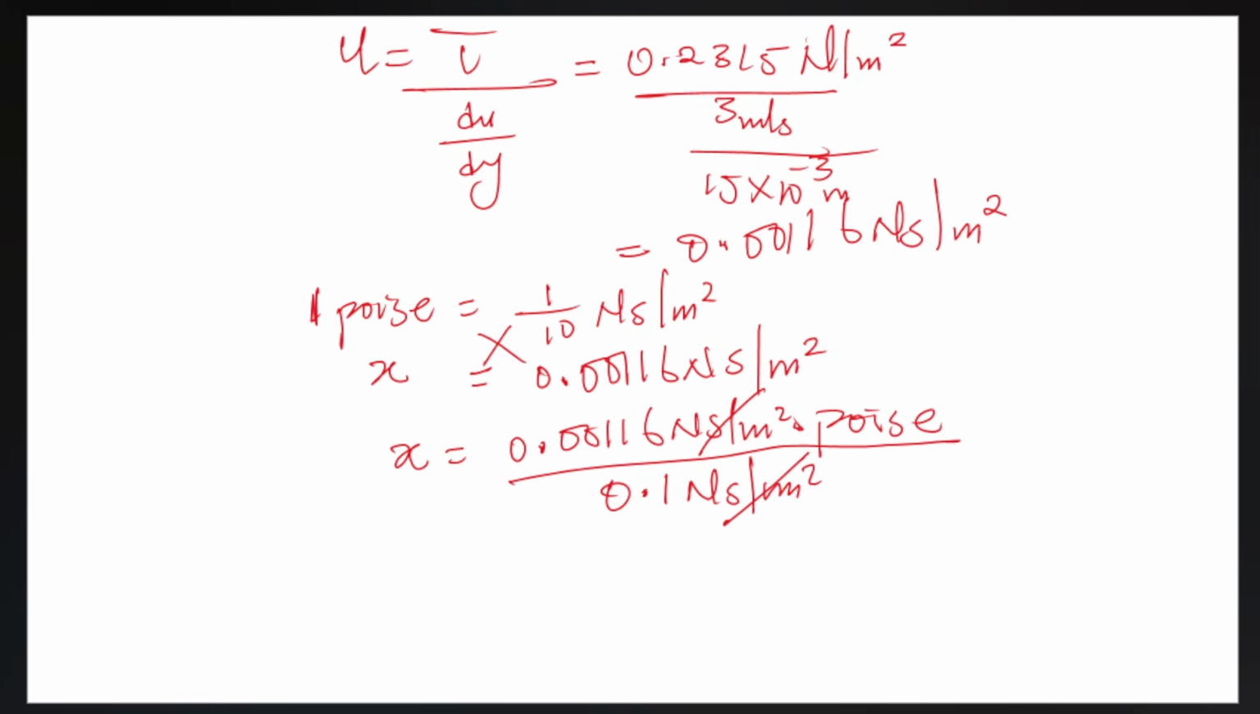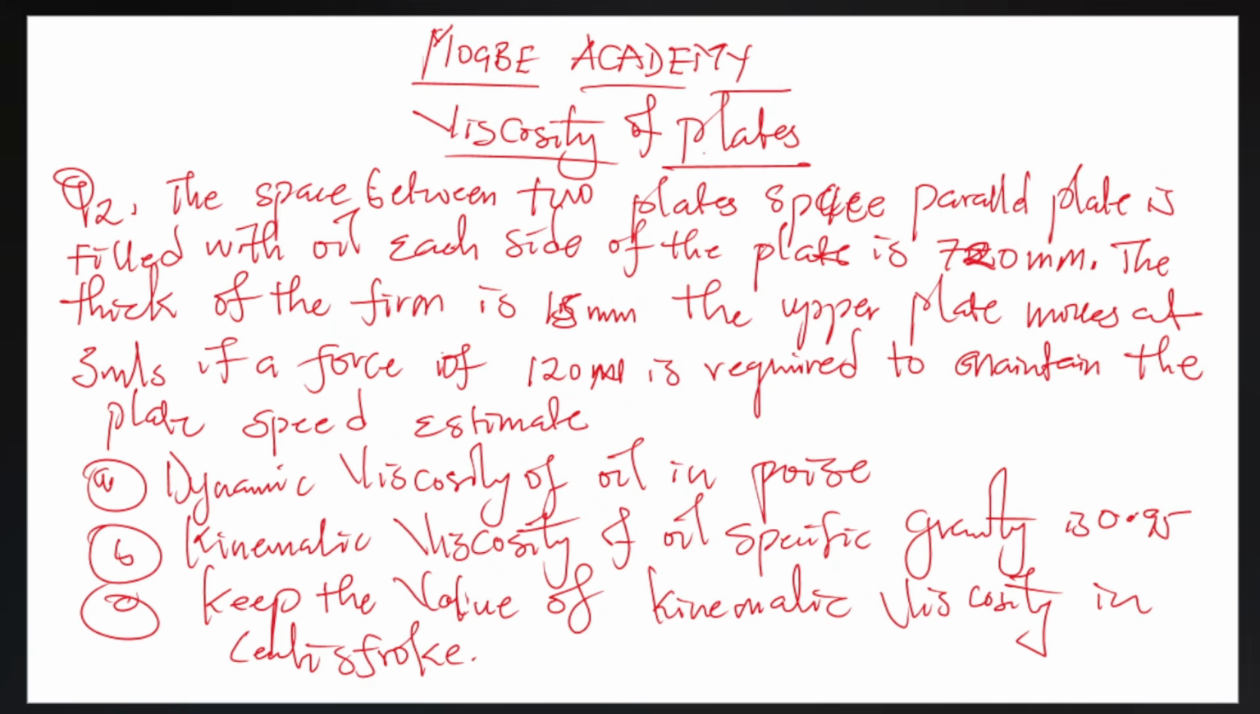Now remember, you have a value to punch in your calculator. If you punch this value in your calculator, that will simply give you 0.0116, and the unit will be in poise. So this will be your dynamic viscosity. Now remember, since we are given that our dynamic viscosity is in poise, leave your kinematic viscosity in centistokes, not stokes.